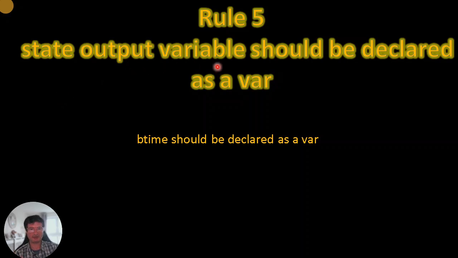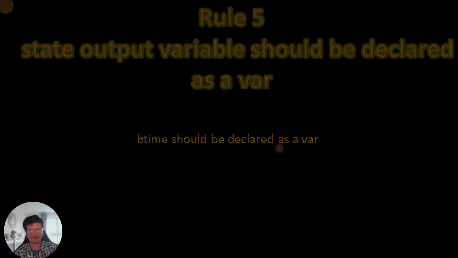On to our last rule. State the output variable, whatever we've called it, should be declared as a var. So in this case, we're going to say btime should be declared as a var, and we'll see later why this is quite important.